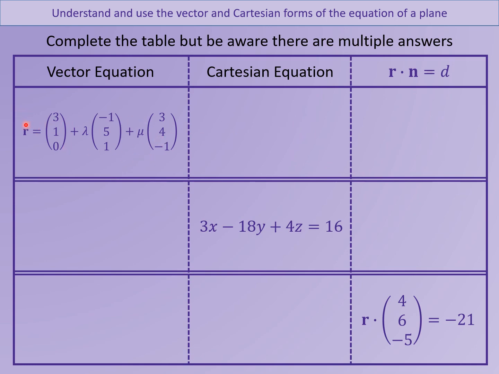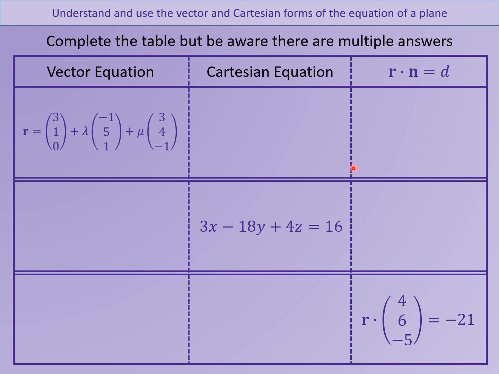You could write it as x equals 3 minus lambda plus 3 mu, y equals 1 plus 5 lambda plus 4 mu, and z equals lambda minus mu. And then from there, you could use those equations to work out the Cartesian equation. The other option is to go to this one, work out the normal vector between those two, and then use 3, 1, 0 to work out the d, and then it's very quick and easy to get from there to the Cartesian. It's totally up to you.